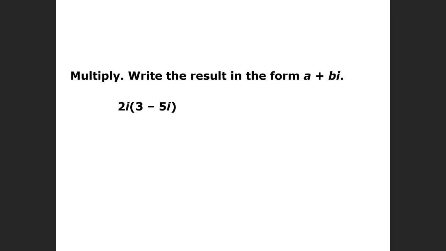Another distributive property here, just multiply through here. 2i times 3, 6i, minus 2i times 5i gives me 10i squared. I'm going to change this because I don't like that. So that's negative 10. But then my i squared is negative 1, so negative 10 times negative 1 is 10. So my answer is 6i plus 10.